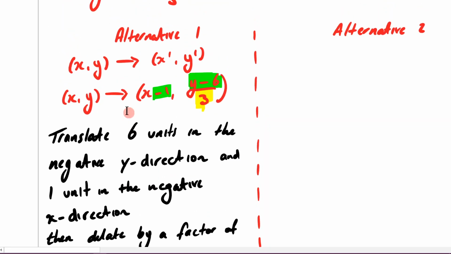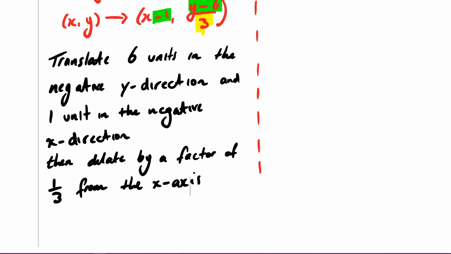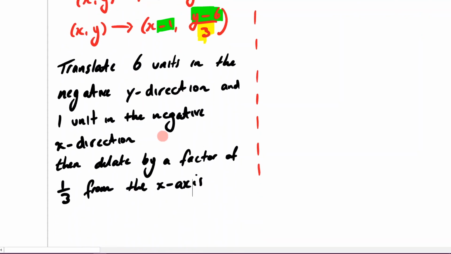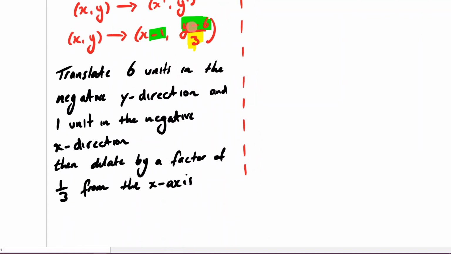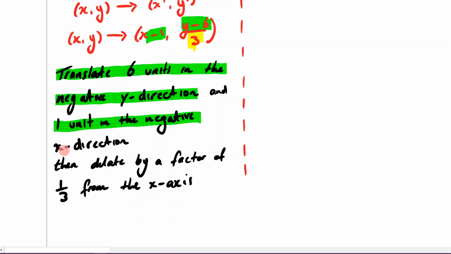Okay, so let's just go through that. It all had to do with how I wrote it here. Because I went y minus 6, that means the first thing that happened was a translation of 6 units in the negative y direction, and then I had a -1, so 1 unit in the negative x direction, and then I had this divided by 3, so then dilate by a factor of 1/3 from the x-axis.